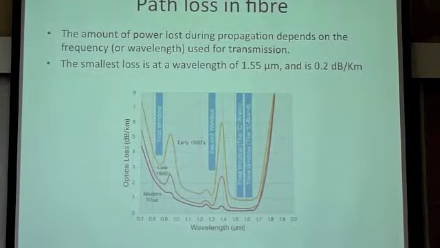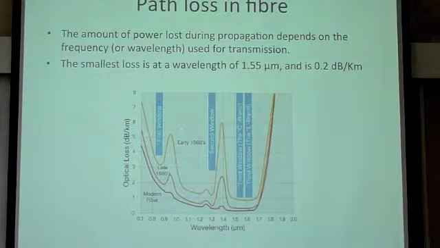Now, going back to the path loss. This diagram shows the path loss in the fiber, and it shows as well why people use some kind of laser, some zones on the fiber. Path loss is the amount of power that's lost in the propagation, and this depends on the wavelength used for transmission. These are early fibers from the 1980s.